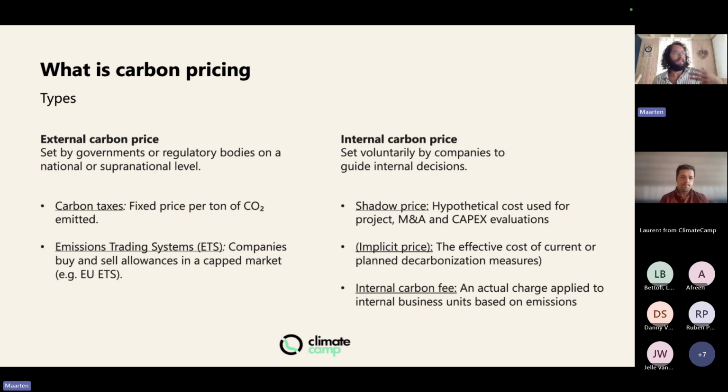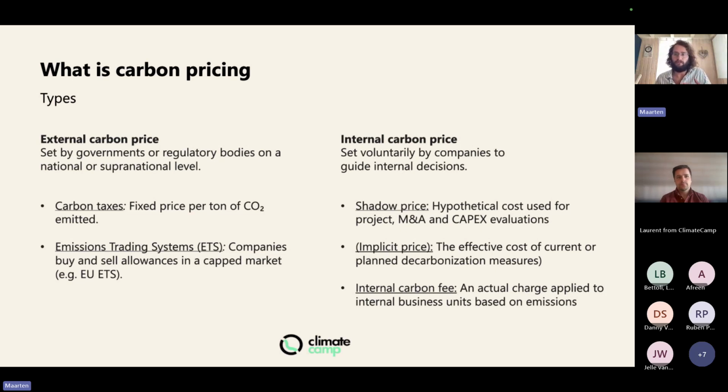Then we have internal carbon pricing. As I said before, it is set voluntarily by companies to guide internal decisions. It will help with investment decisions. It will help with procurement, helping them select suppliers who are more sustainable. Now you have different types in internal carbon pricing, and the types differ in how the price or the tax is applied within the organization. You have a shadow price, which is just a hypothetical cost.